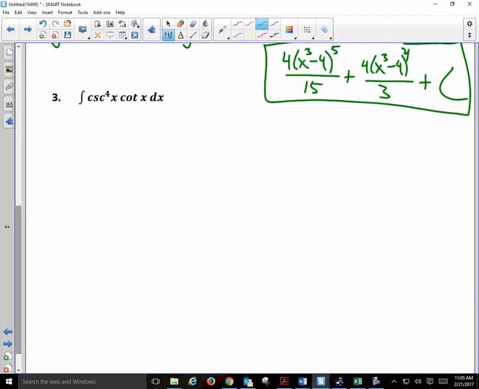Next example is a problem I really like, because when people make a substitution, they often see that they have two options. The first option people see is u equal to, say, cotangent. What's the derivative of cotangent? Negative cosecant squared. Here's the problem: if we make that substitution, I don't have a cosecant squared. I have a cosecant to the 4th.